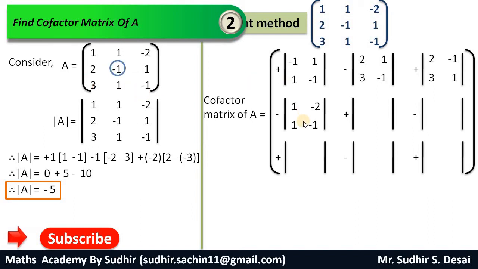Okay, minor of minus 1 is obtained by deleting second row, second column, which is [1, -2; 3, -1]. And minor of 1 is obtained by deleting second row, third column, which is [1, 1; 3, 1]. Now let's find the minor for the last row.